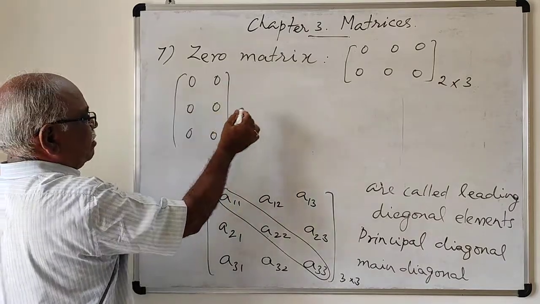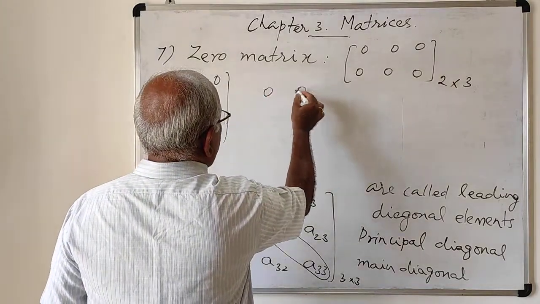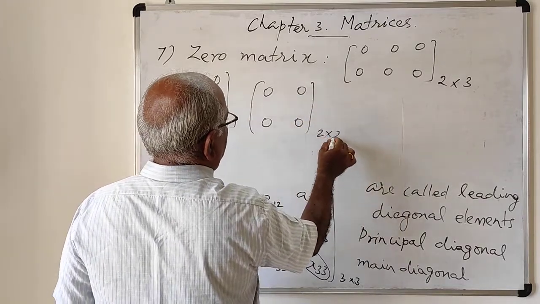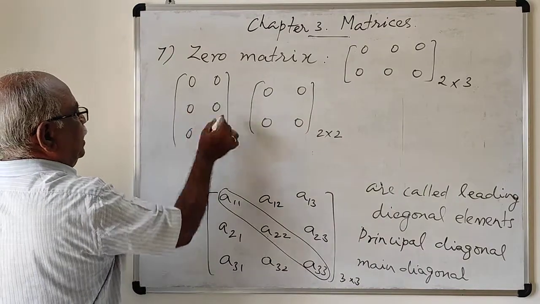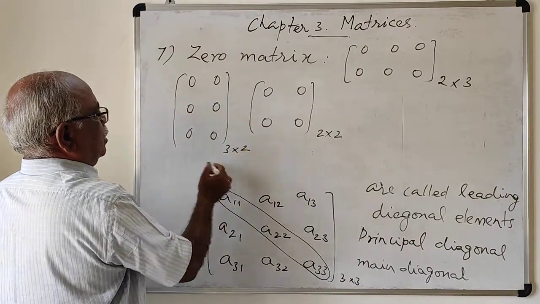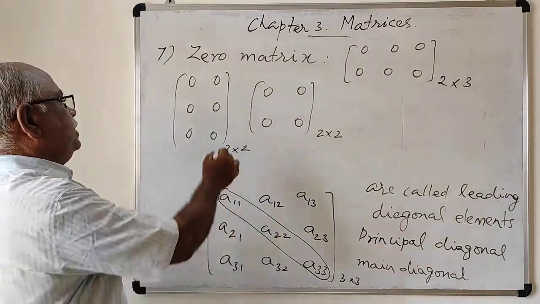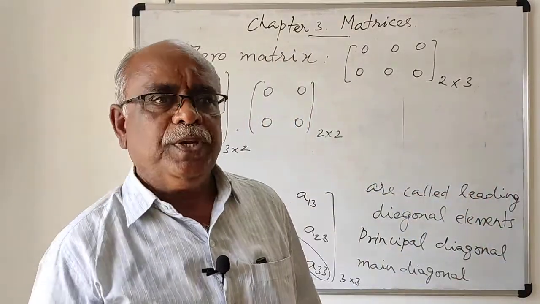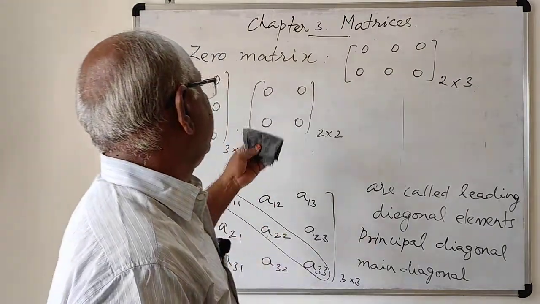It may be a column matrix also. All the elements should be 0, or a square matrix also. This is of order 2 by 2. It is called a zero matrix. It is 3 by 2. It is also a zero matrix. A zero matrix is nothing but all the elements should be 0 in the matrix. Then it is called a zero matrix.